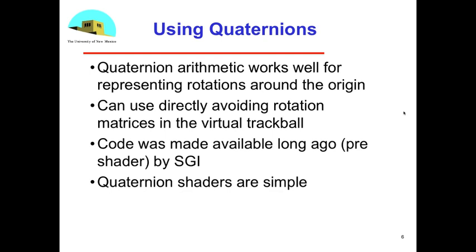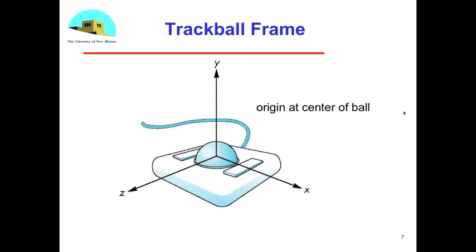Now, if we switch this over to WebGL or any shader-based OpenGL, then it's really nice because the quaternion shaders are very, very simple to construct, and I'll show you an example of that at the very end of this lecture. So let's go back to the trackball, and here's a physical trackball. Say I impose a frame on that where the origin of that frame is right at the center of the ball, and we adopt an X, Y, and Z direction. Maybe X is in line with the base, and the Y direction we'll say is pointing up.